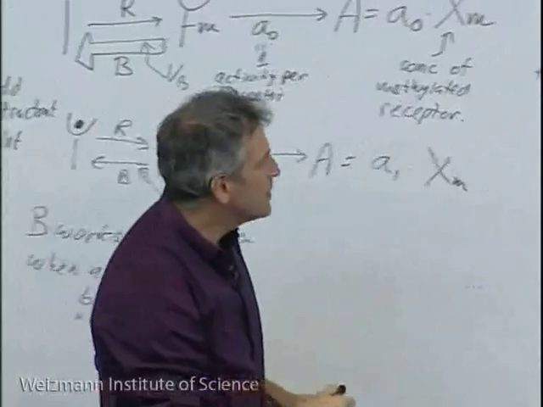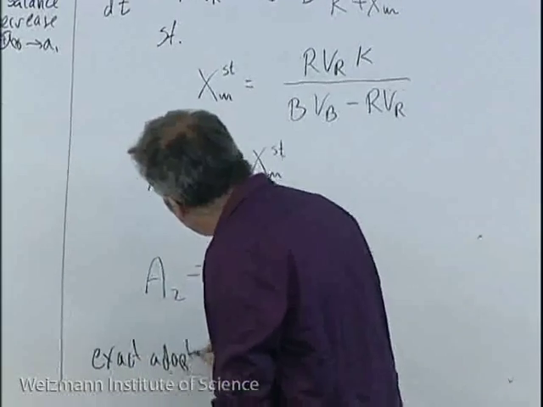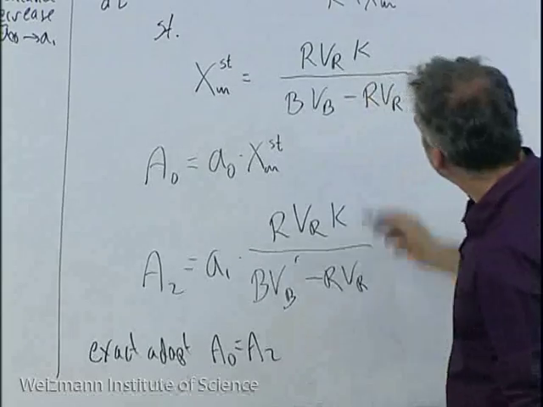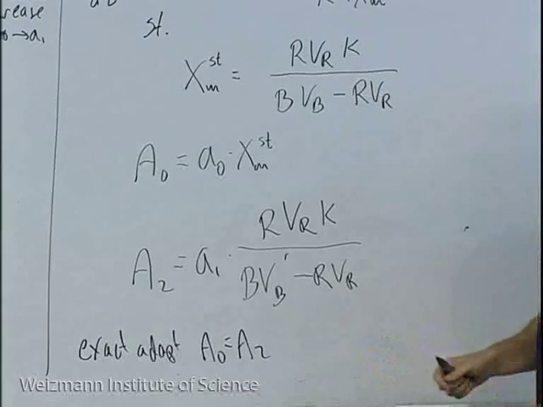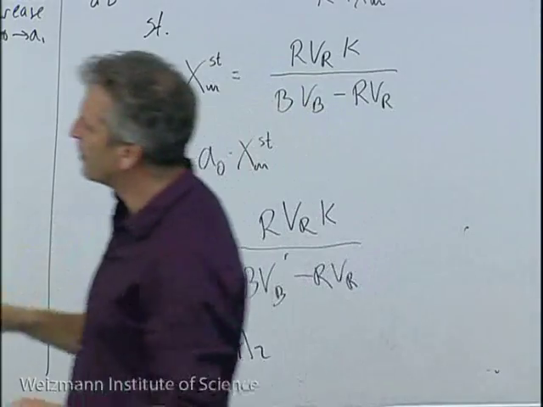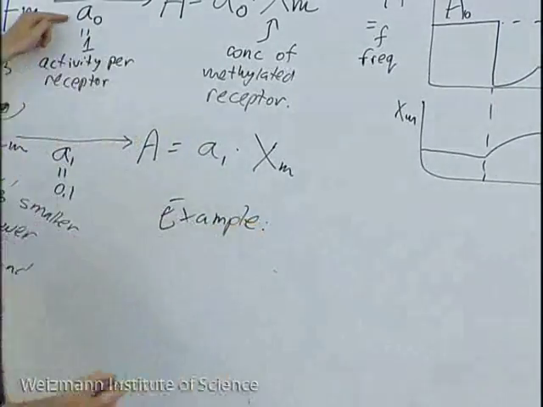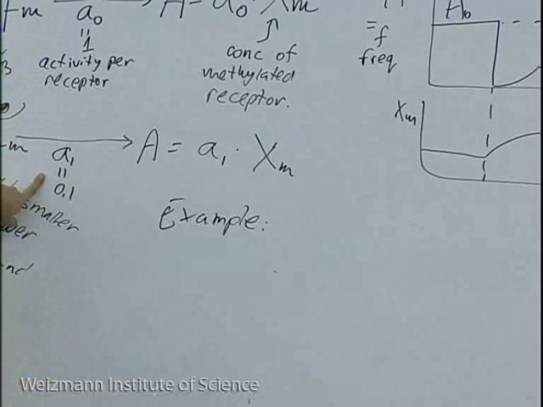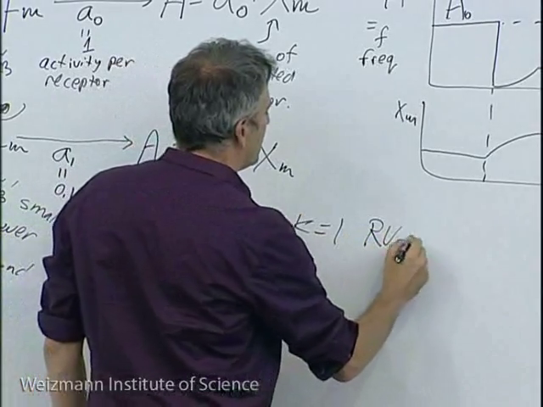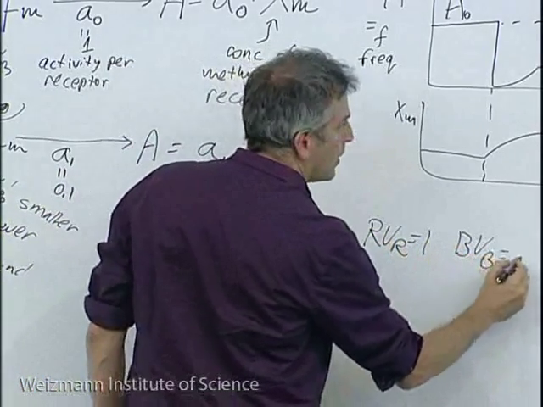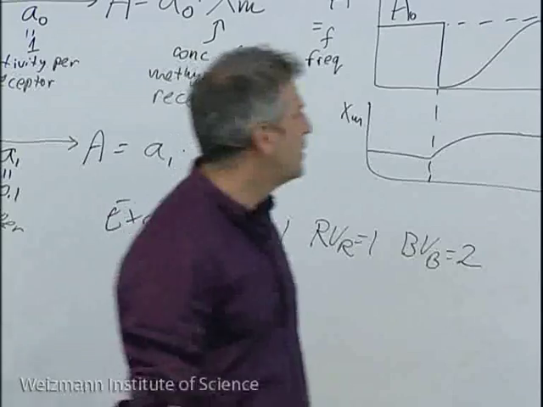Now, exact adaptation means that A0 equals A2, right? Which is fine. You can now tune the parameters. You can find VB and VB prime, everything that will make this work. Just to make it simple, I'll give a numerical example here. So let's imagine we said A0 is 1 and A1 goes down to 0.1. And let's just say that everything, like K equals 1, RVR equals 1, BVB equals 2. I'm just putting in numbers. We don't need to worry about the units right now.